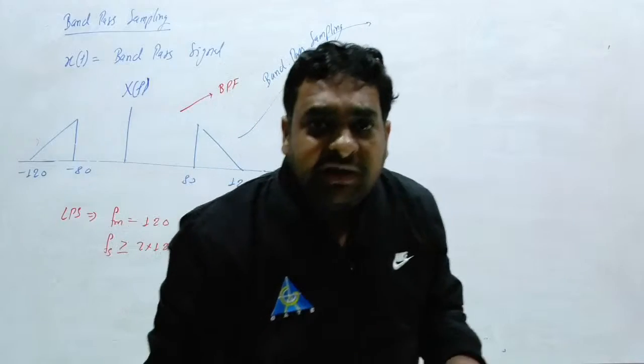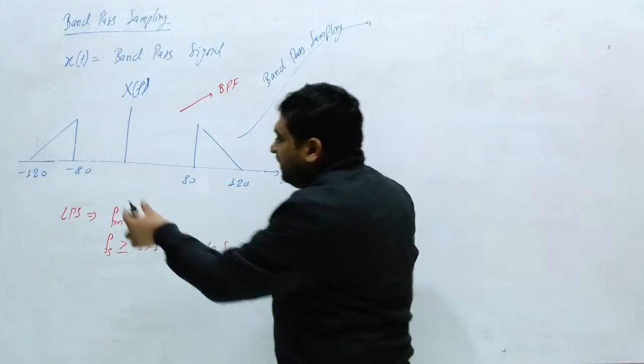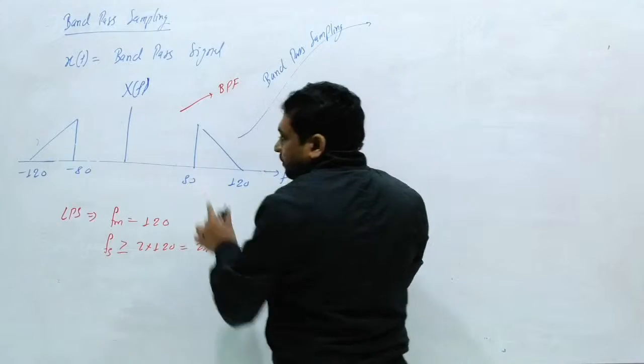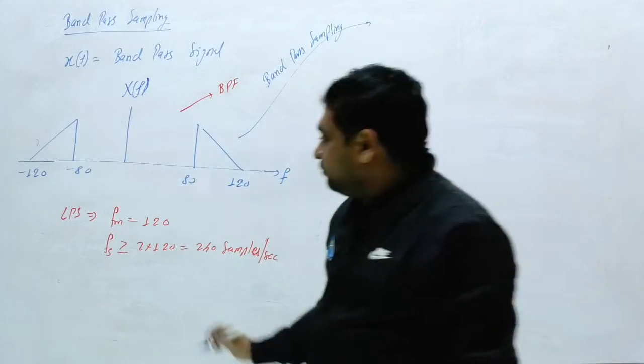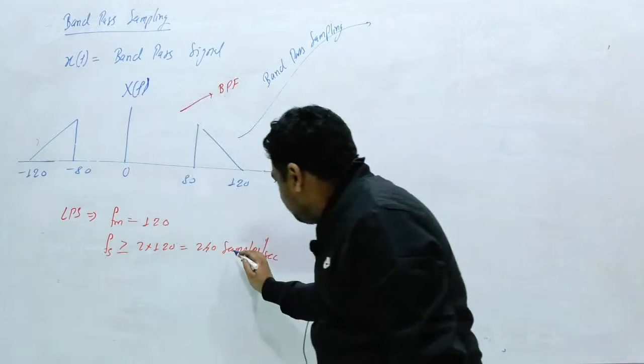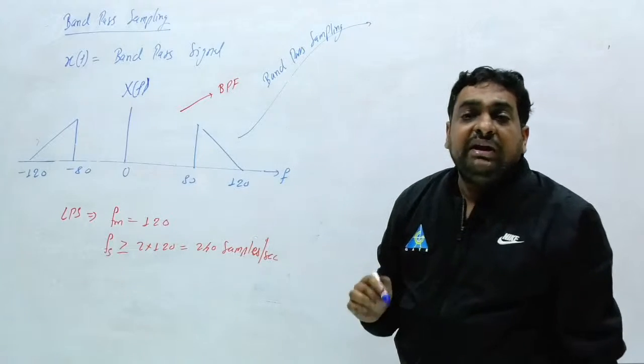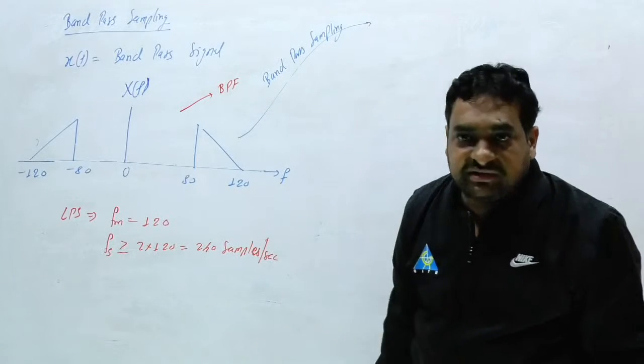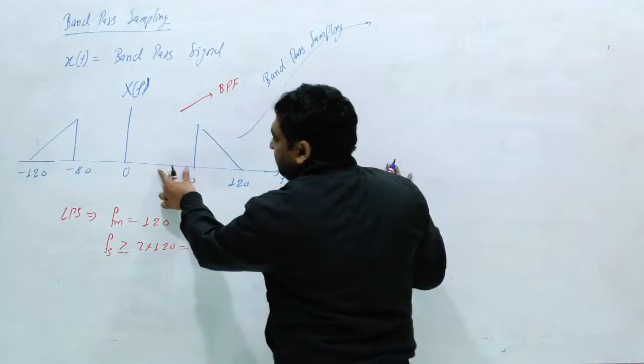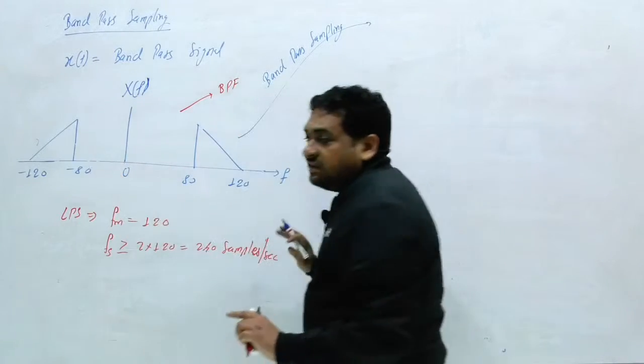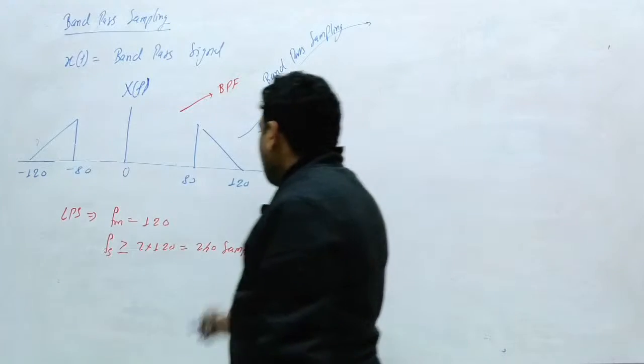Now in band pass sampling, what do we have to do? We will utilize this space also. So here we will not assume 240 samples per second. We can also assume fewer samples per second. How? We have to utilize this space. Clear?